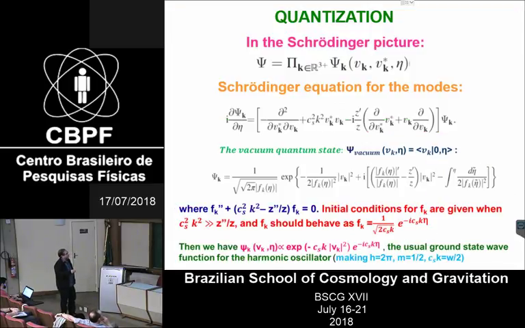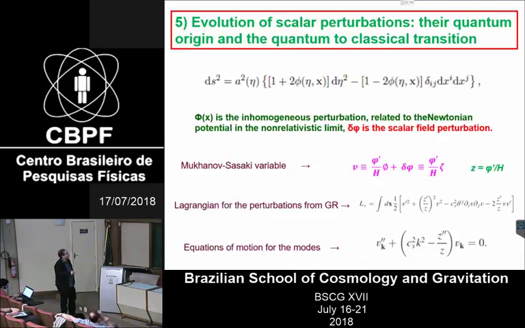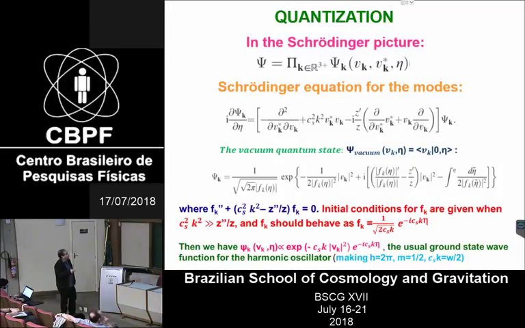Now, if I quantize, this is linear perturbation theory, so I will write the wave function as a product of mode wave functions in this way, and as it's linear, they do not interfere with each other, so I can separate in this way. Then, if you calculate the Schrodinger equation using the Hamiltonian calculated from here, this is the Schrodinger equation for each mode.